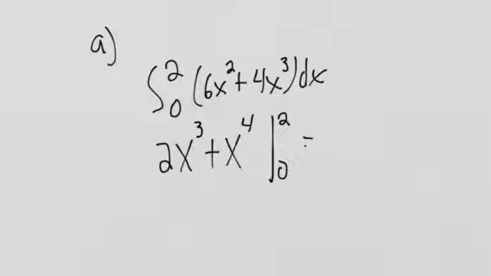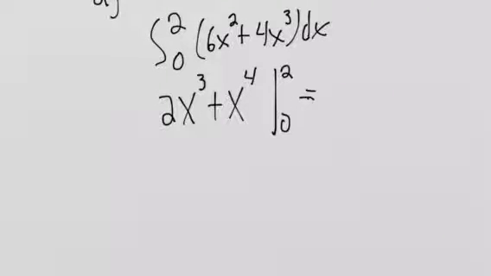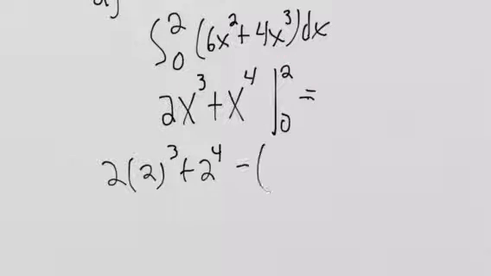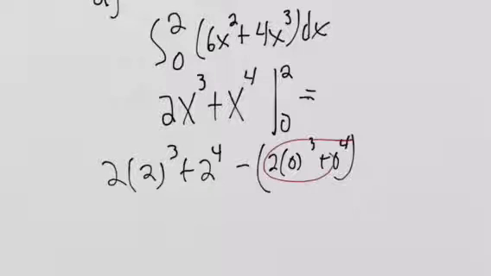So what do we get? We have 2 times 2 cubed plus 2 to the 4th. Okay, that's the first part. We plug in 2 to our antiderivative. And then we're going to subtract 2 times 0 cubed plus 0 to the 4th. And we know this is just going to end up being 0. So we don't really even have to write that if we can see in advance that when we plug in 0, we're just going to get 0.